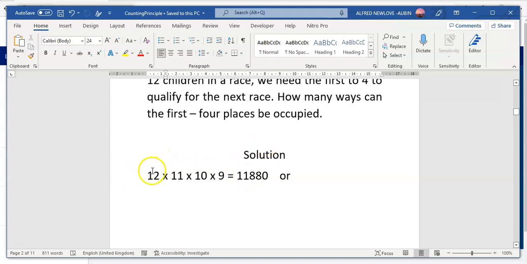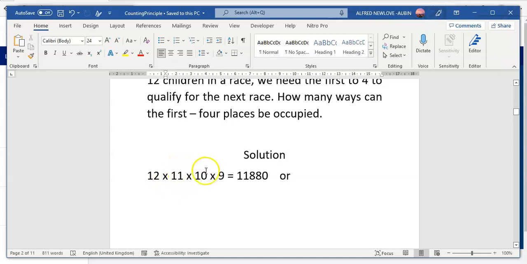The first space can be filled by any of the 12 children. It can be child 1 or child 2, and I said all in probability and counting principle is plus. So it can be child 1 or child 2 or child 3. The second space can be filled with 11 learners. Why? Because the first space is occupied by 1 child. So it will remain with 11 children.